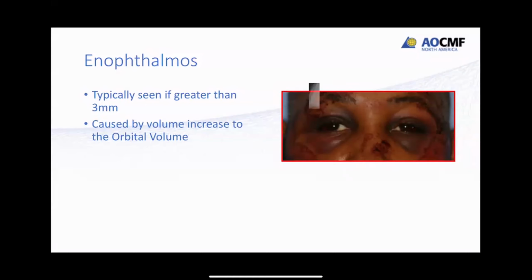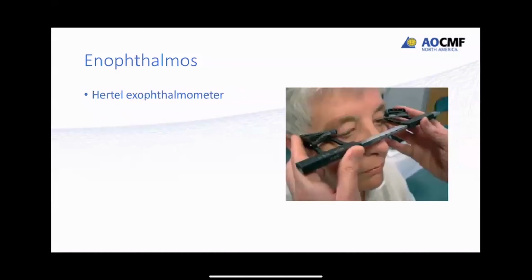This guy has a bilateral injury, but you can see there's a lot of swelling in the area, and it's hard to assess just grossly when you're looking at the patient whether they have an ophthalmos, because the soft tissue is so swollen. So this is a Hertel's exophthalmometer.